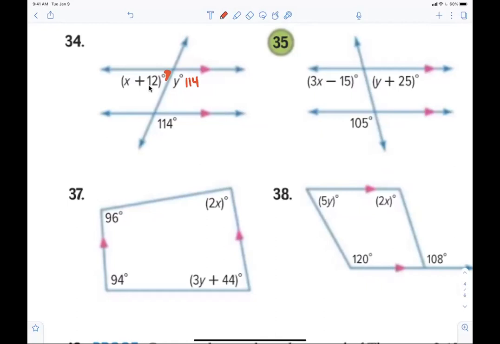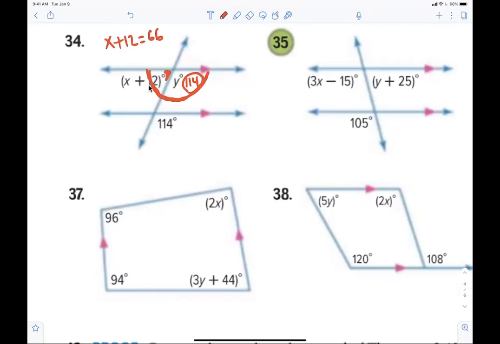This forms a linear pair, right? So that means they add up to 180. Agreed? Now do you see what I'm saying? If this is 114 degrees, what is the angle x plus 12 equal? Yes, 180 minus 114. Now, everybody should be doing their subtraction. Not that I'm teaching you how to subtract, but you should say 180 minus 100 is 80, minus 10 is 70, minus 4, right? 66.